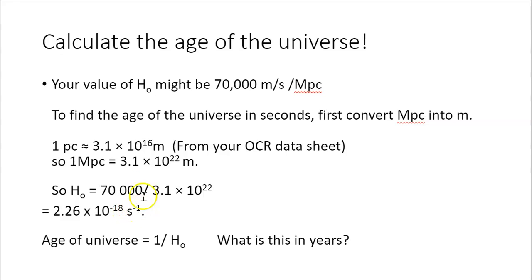Now, this value for 70,000 comes out at 2.26 times 10 to the minus 18. You'll get something slightly different because the data you read from the galaxy data and the size information will be slightly different. But once you've got this value, you can then calculate the age of the universe from 1 divided by the Hubble constant. So what is that in years? How does that compare? You can open up this spreadsheet to find out the value that's most recently been determined and compare that with your own.